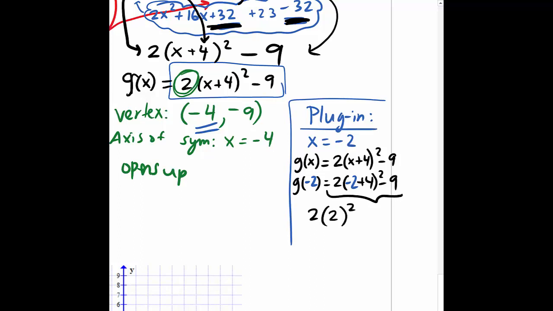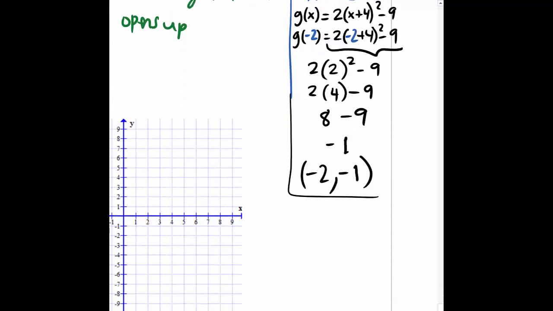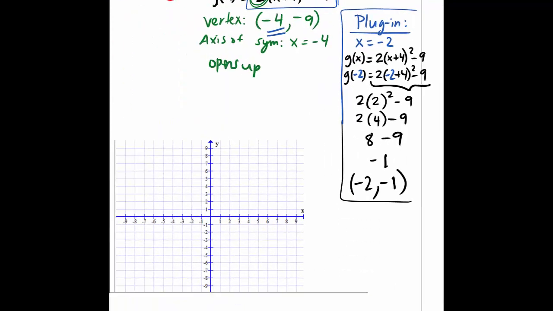Negative 2 and 4 makes 2. Exponent next, 2 squared is 4. And then multiplying next, 8. 8 minus 9 is negative 1. There it is. So that point must be negative 2, comma, negative 1, the x value I plugged in and the value I just got. Whew! Alright, we're almost home free with this one.